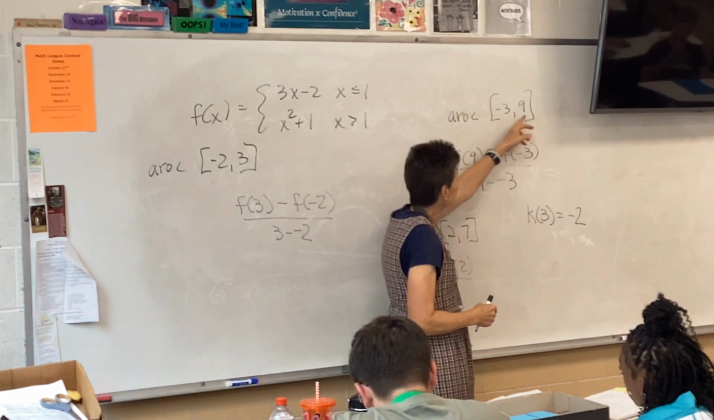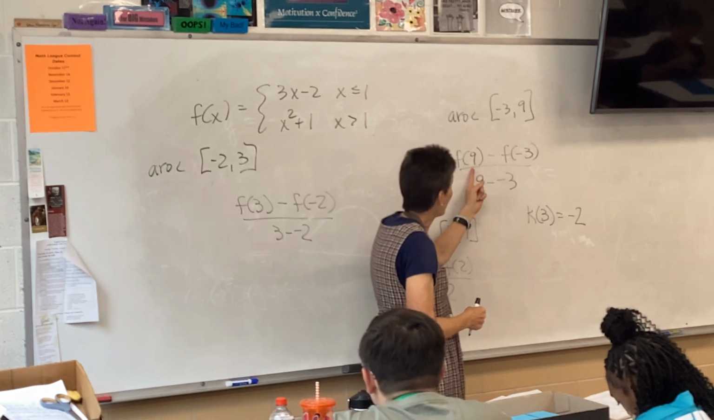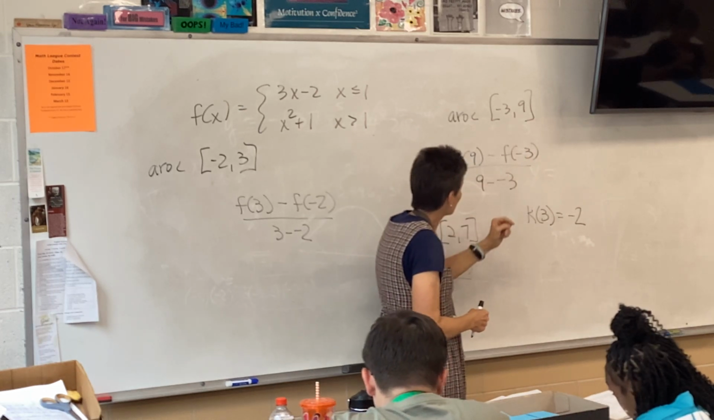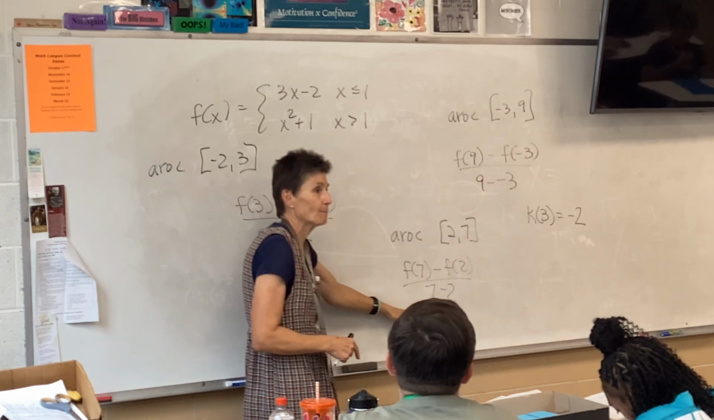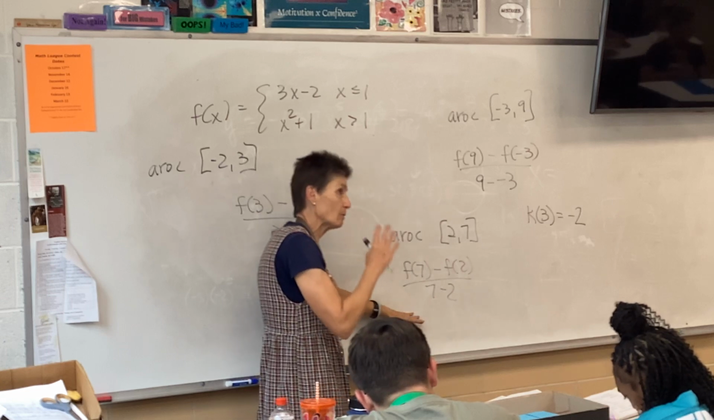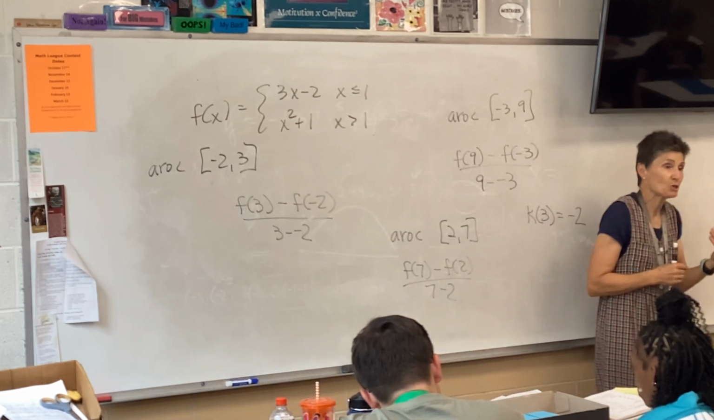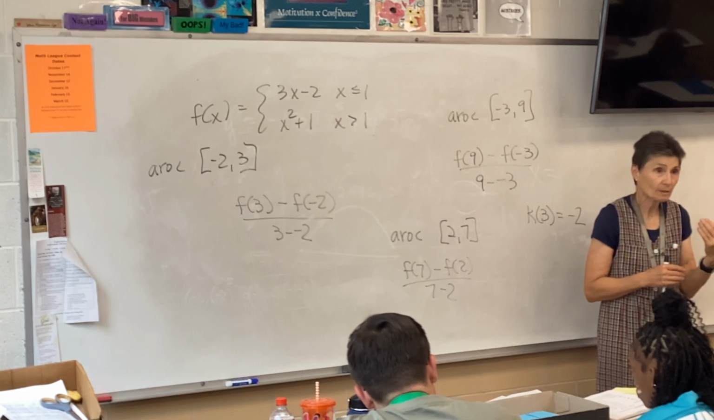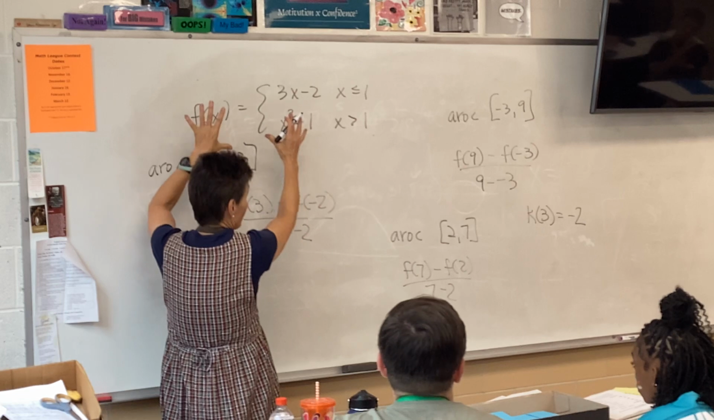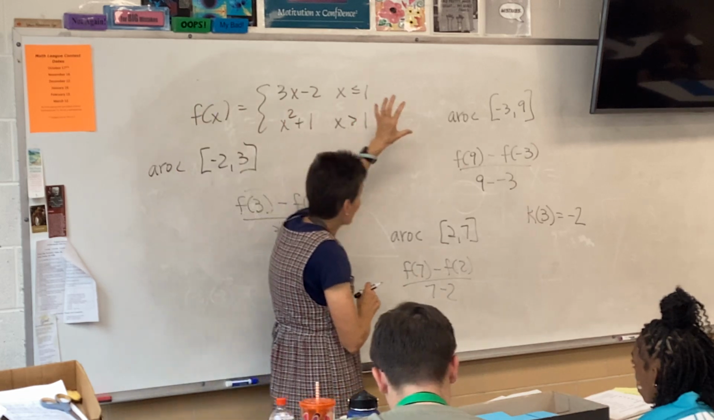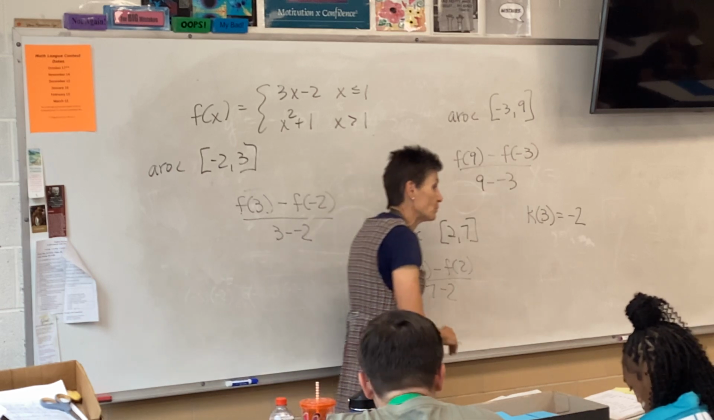I did it here. My interval is negative 3 to 9. So it's the y value at 9, f of 9, minus the y value at negative 3 over 9 minus negative 3. And the same thing here. All right? Calculate those. You have to be able to find your y values. You have to be able to find these using an equation, using a graph, and using a chart. So see if you can do that.